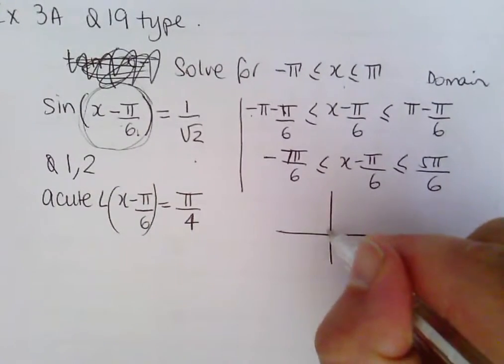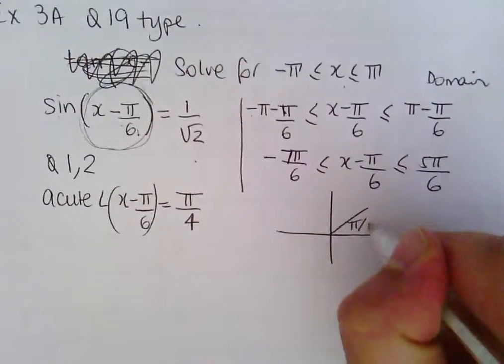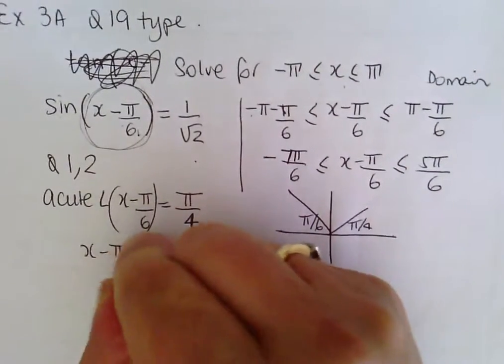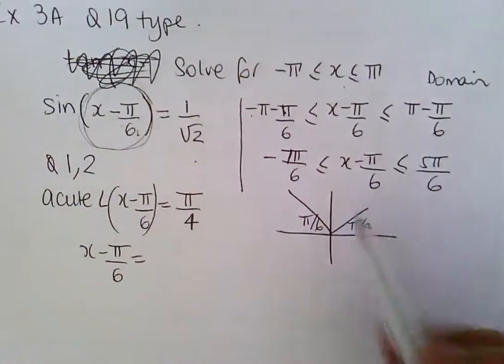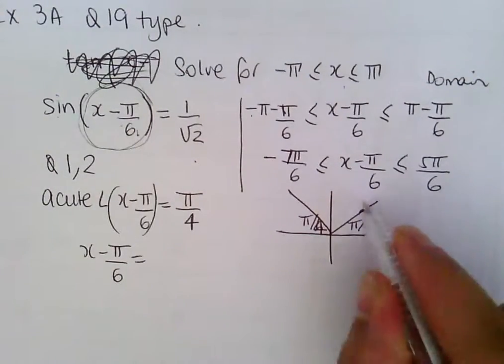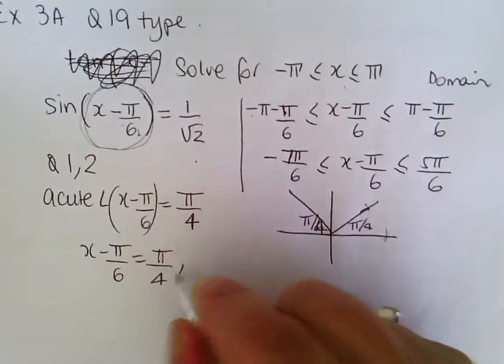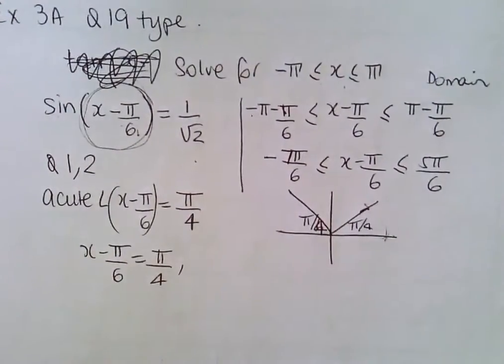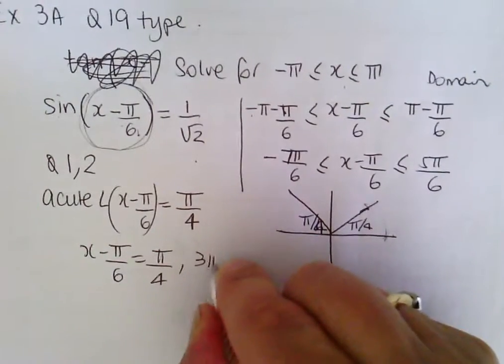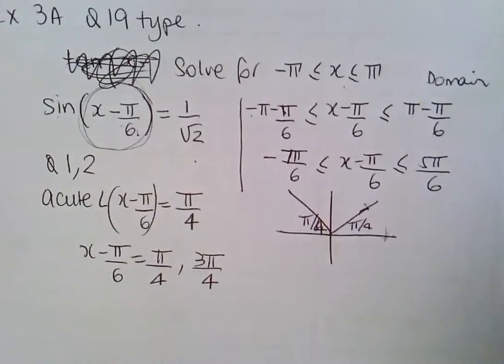We then draw our quadrants with pi on 4 in them. And we don't work out x straight away. We just know that x minus pi on 6 is in these two quadrants. And what do I get? Pi on 4 is my quadrant 1 result. And 3 pi on 4.